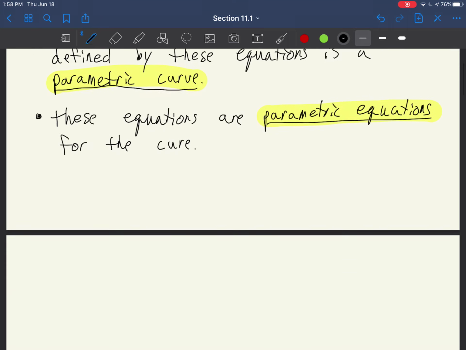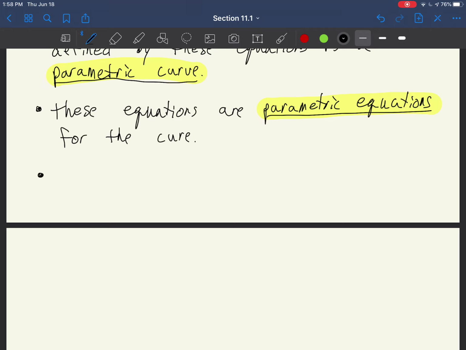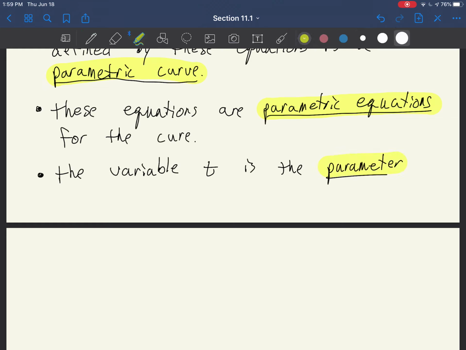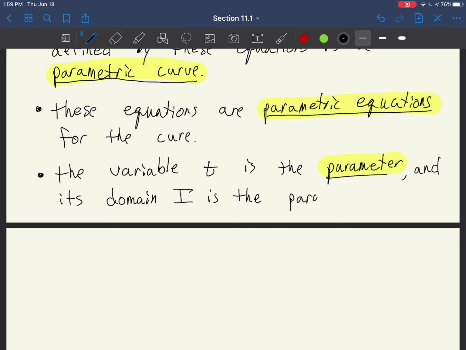Notice how I'm not saying these are the parametric equations. We'll see that parametric equations are not unique for a given curve. So we could say these equations are a parametric equation set. The variable t is called the parameter, and its domain, I, is the parameter interval.